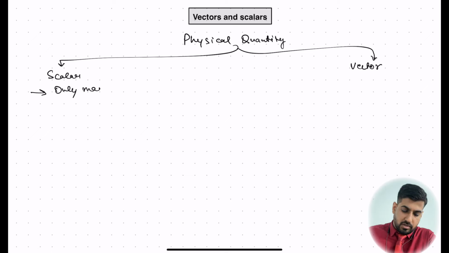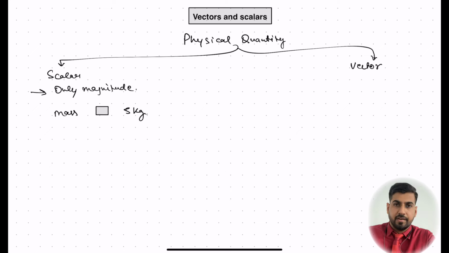When I say only magnitude, I mean, for example, the mass of a certain object. Let us say this is my object having a mass of 5 kg. So this 5 is the magnitude. It represents a numerical value, and kg gives me an idea that this is a quantity of mass.